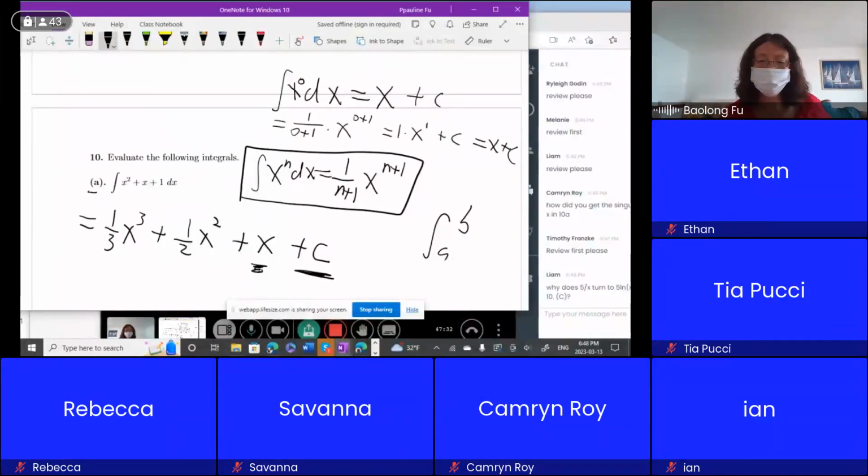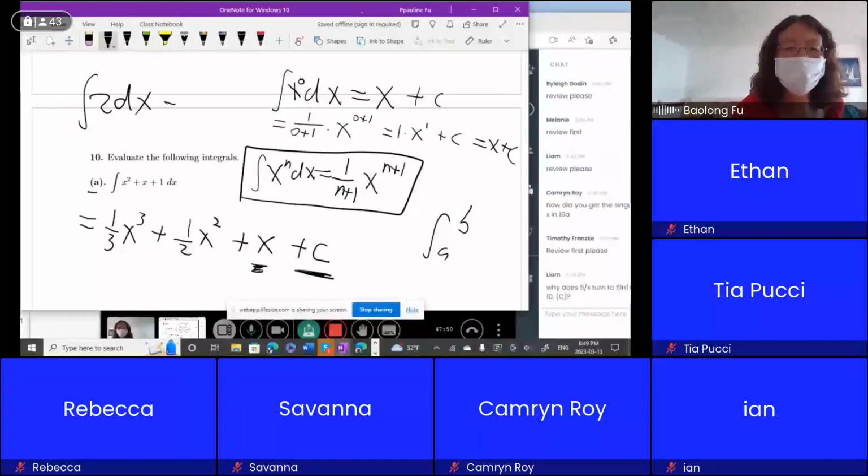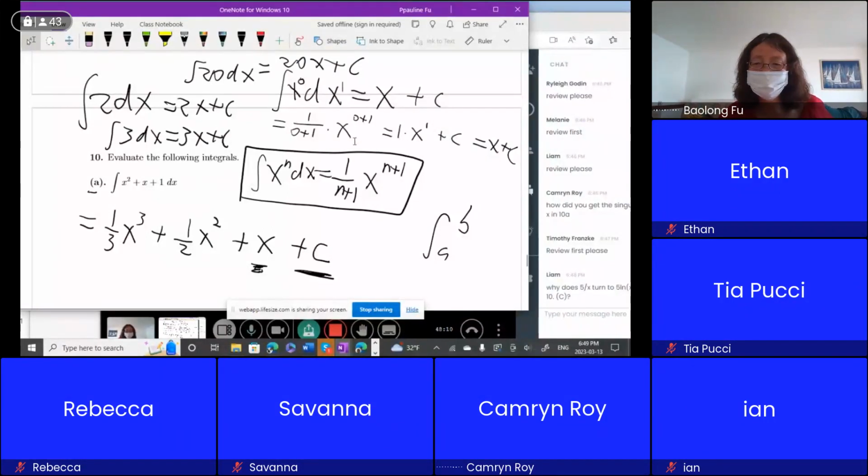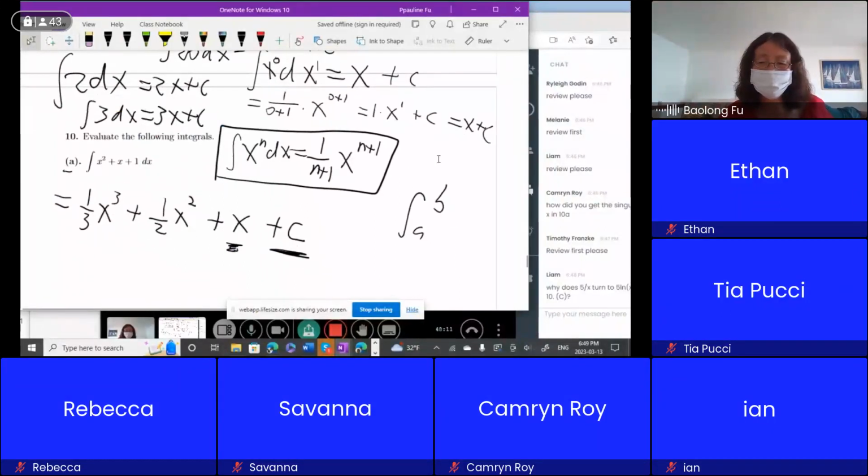Would you do that for any constant? For any constant? Oh, thank you. Yes, if you do the integral of 2 dx, it is 2x plus C. If you do 3 dx, it is 3x plus C. If it is 20 dx, it is 20x plus C. Thank you for asking.